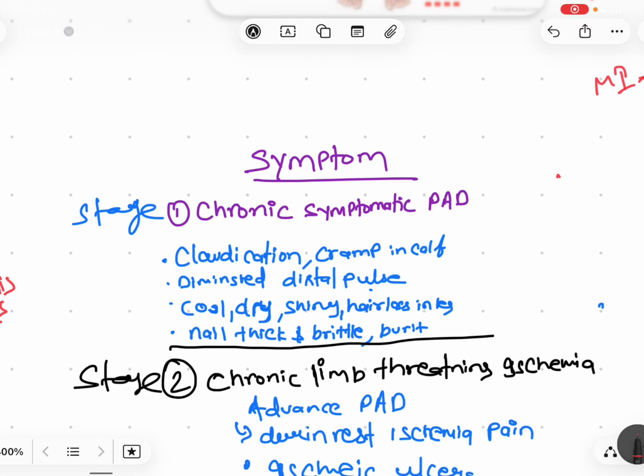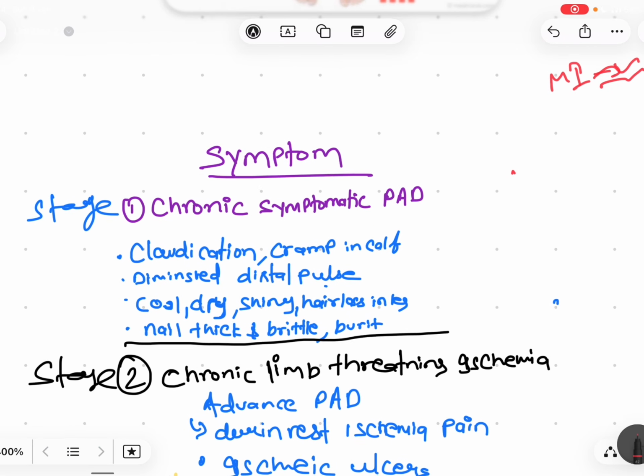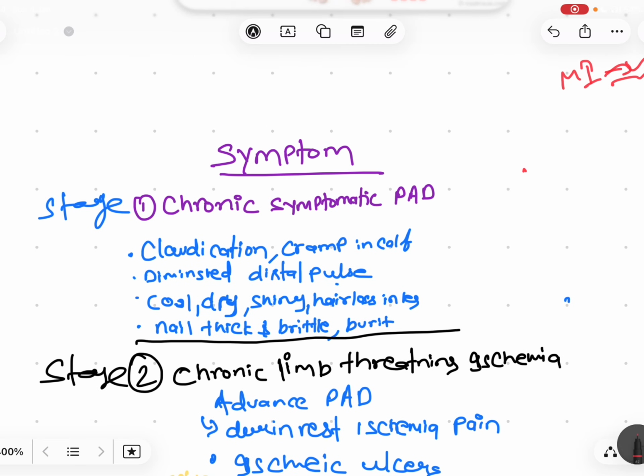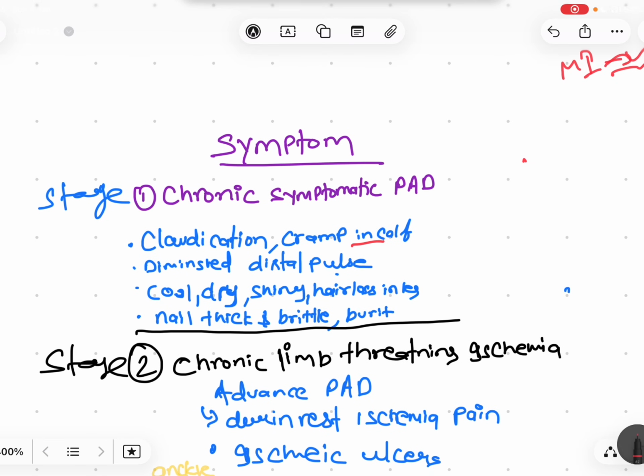If we look at the symptoms, what kind of symptoms can we see? We can classify the symptoms on the basis of the stages. First, chronic symptomatic. In the first stage, we can see claudication, cramps, and also diminished distal pulse. In the leg, the pulse gets very low intensity, the leg becomes cool, dry, and slimy, and hair is also lost because of less blood supply. The nails get thicker and brittle, breaking easily. And bruit forms, an abnormal blood flow, or turbulence in the blood.